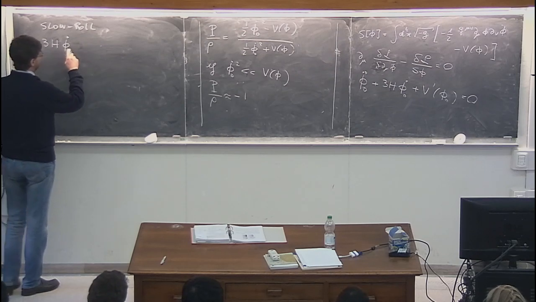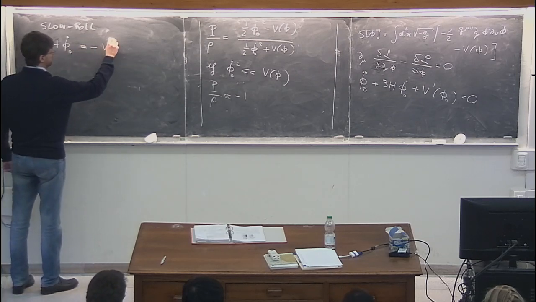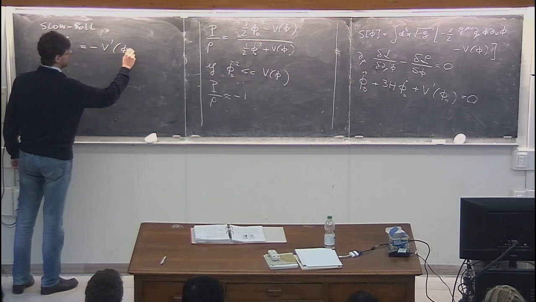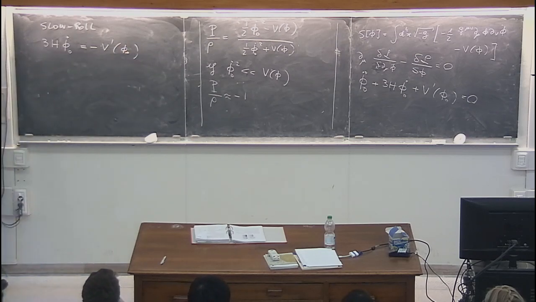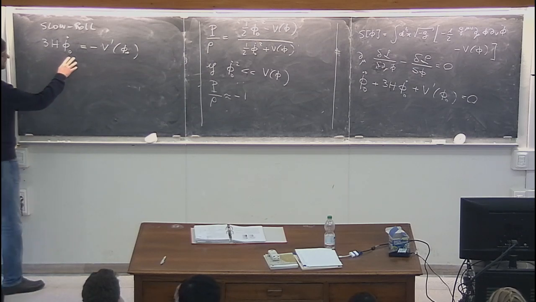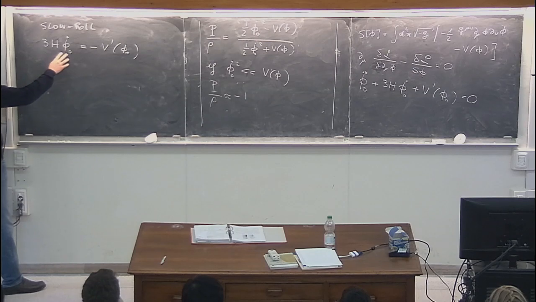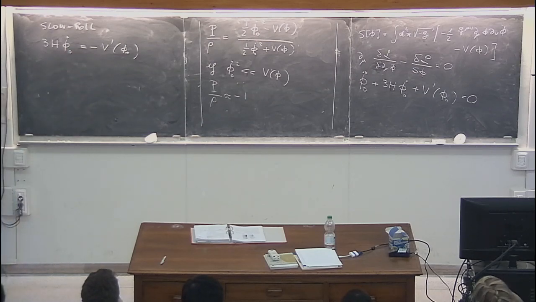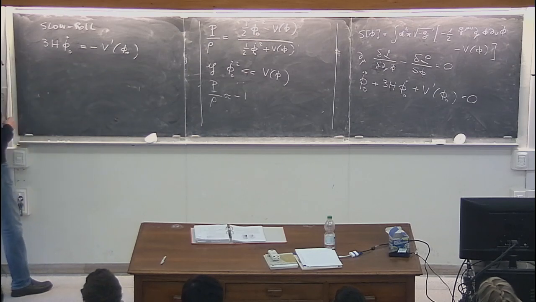So it's 3H phi dot equal to minus V prime as a function of phi. Okay? So the field is moving with a velocity which is very small. The acceleration is even smaller. And we will work under this assumption. So that is the friction dominated part of the equation that people use all the time under those assumptions.